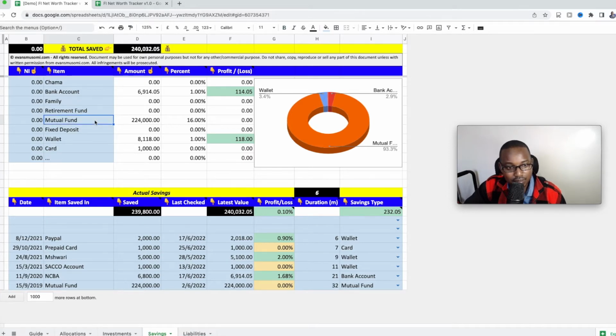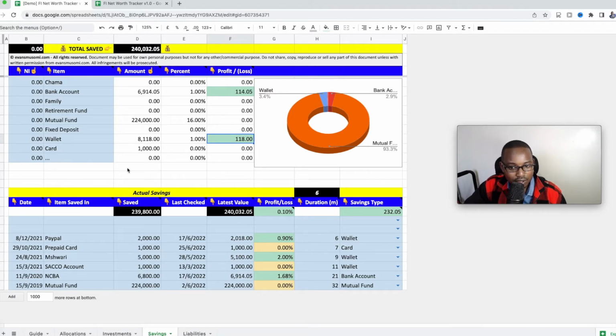He has some money in a mutual fund. No fixed deposits, but he has some money in his wallets. And he has some money in a card. Over this side, we see the share of different savings that he has and whether those savings accounts have made any profits or losses. So far, it looks like things are going good for him.